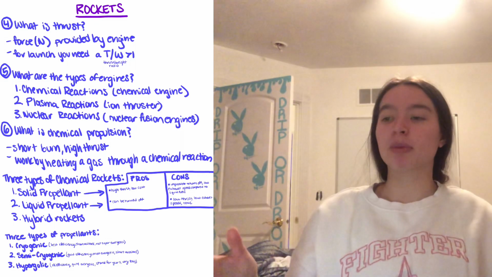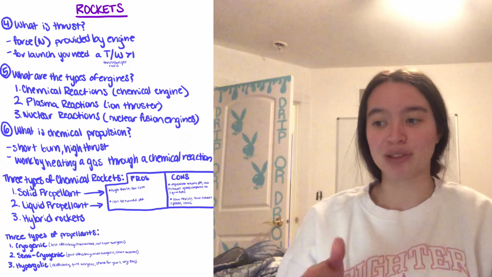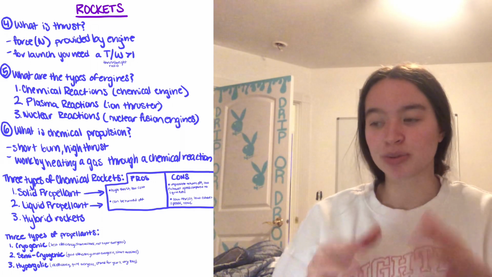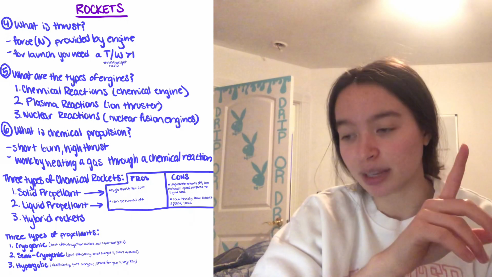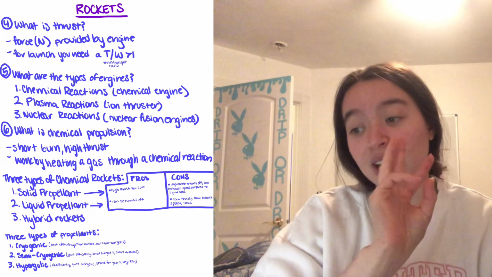What is chemical propulsion? Short burn, high thrust. It works by heating a gas through a chemical reaction. There are 3 types of chemical rockets. There's solid propellant, liquid propellant, and hybrid rockets.